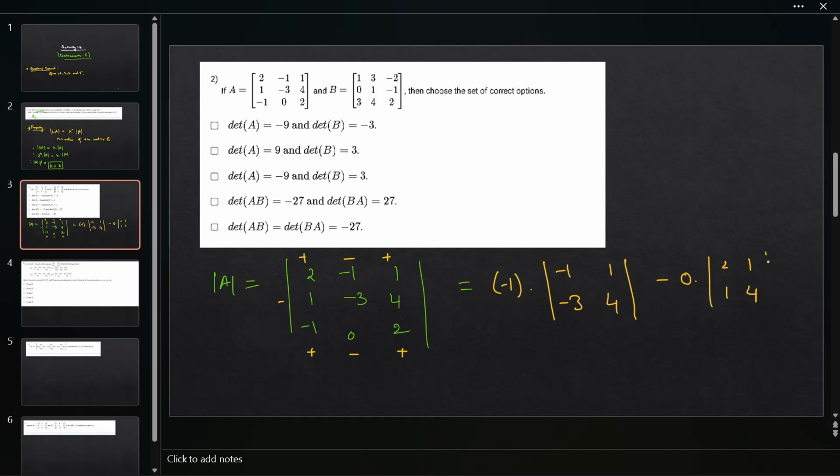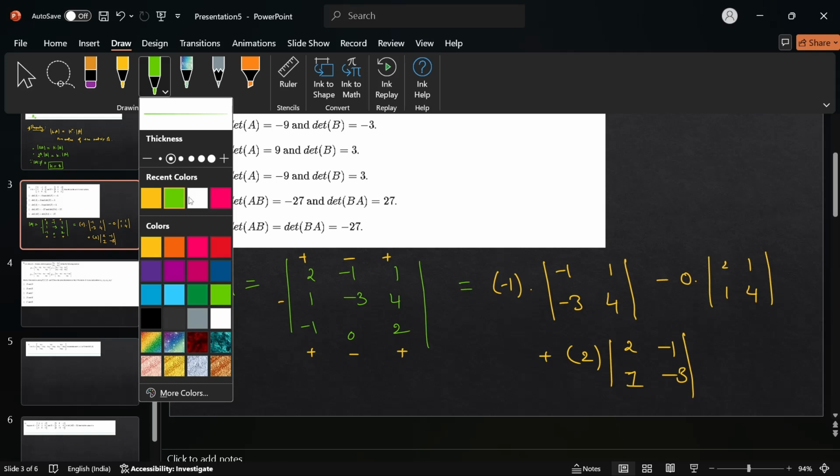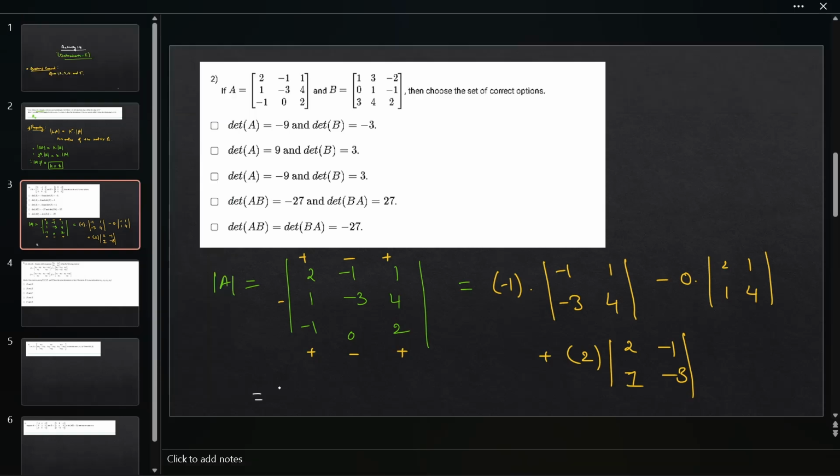And plus 2 of, let's eliminate this row and this column. So it would be 2, minus 1, 1, minus 3. So on expanding this determinant along the row 3, we got this. Now let's try to solve this. So I change my color to white now. So here we have minus 1 times. What would be the value of this determinant?